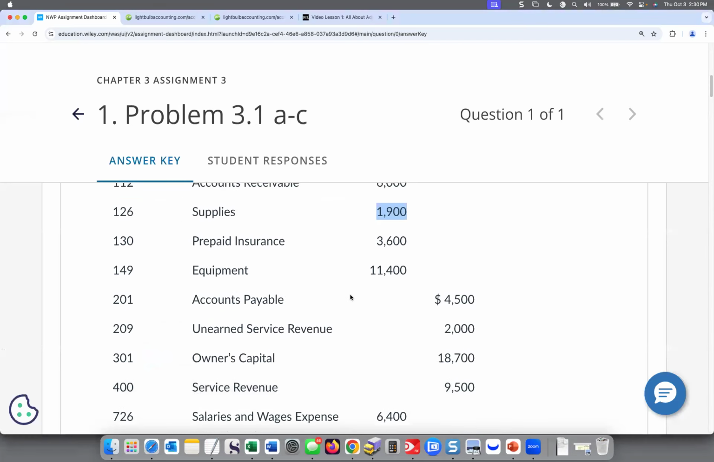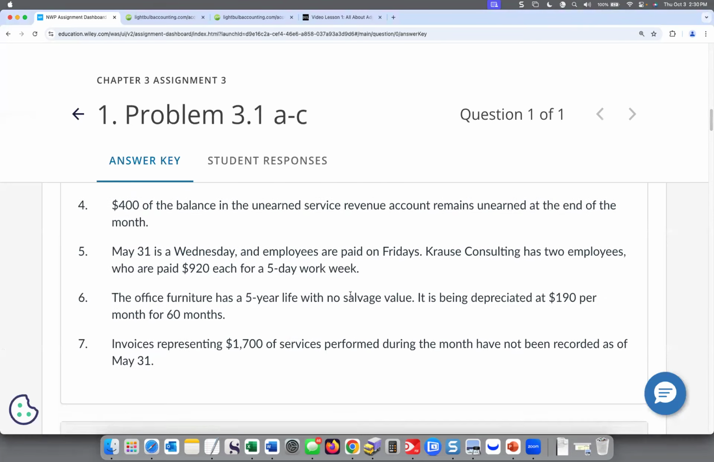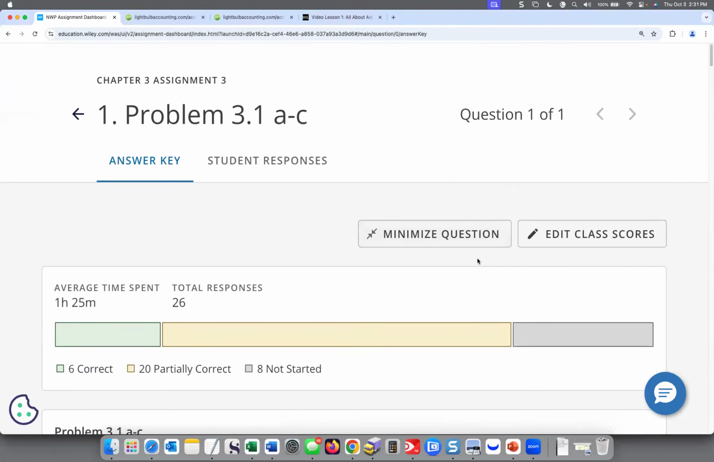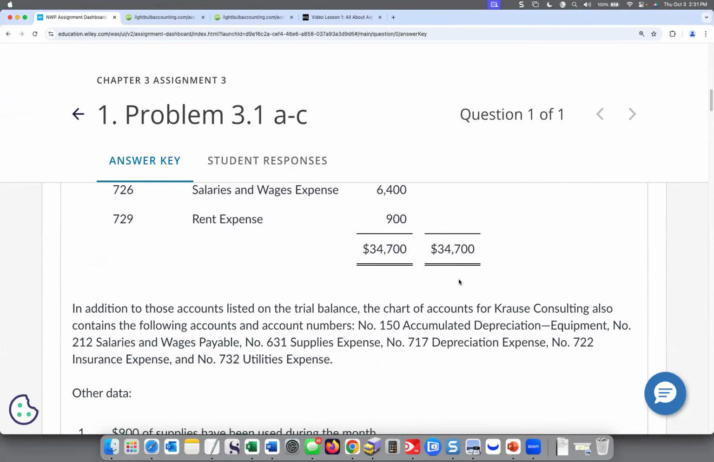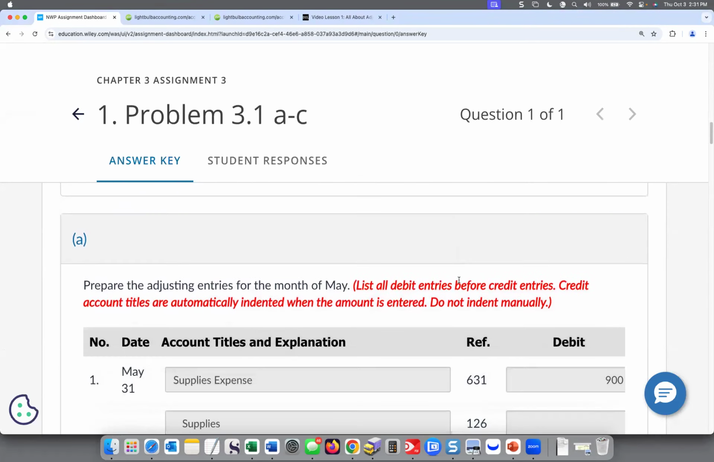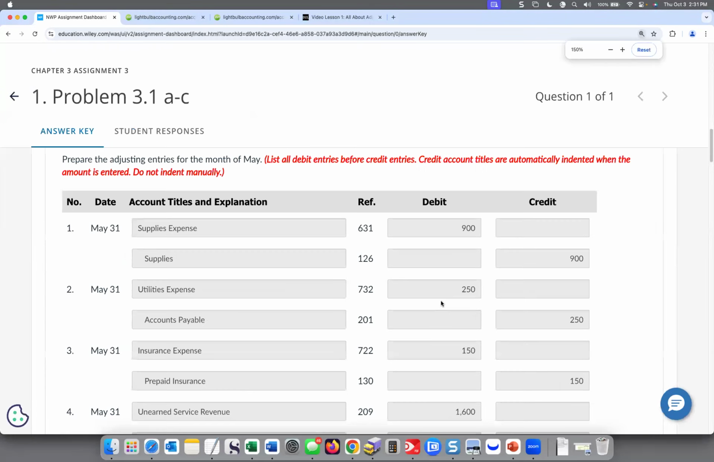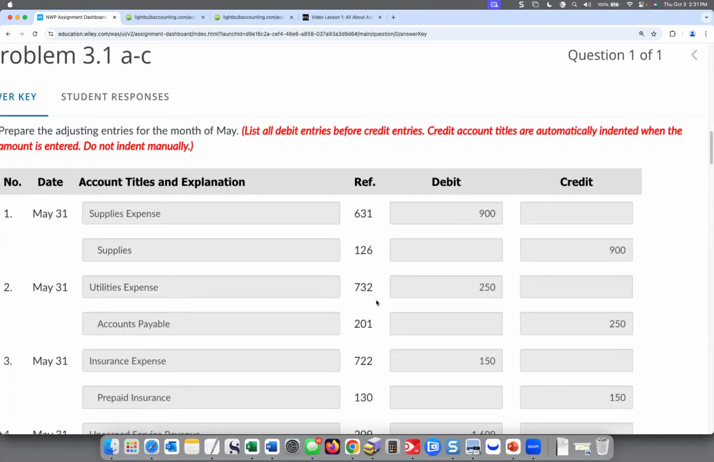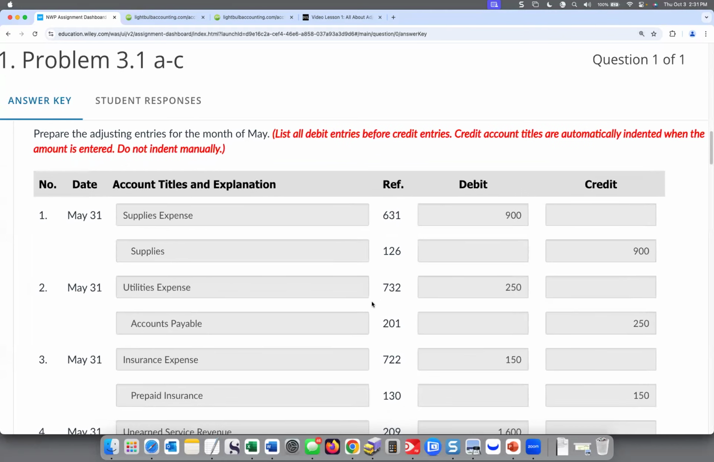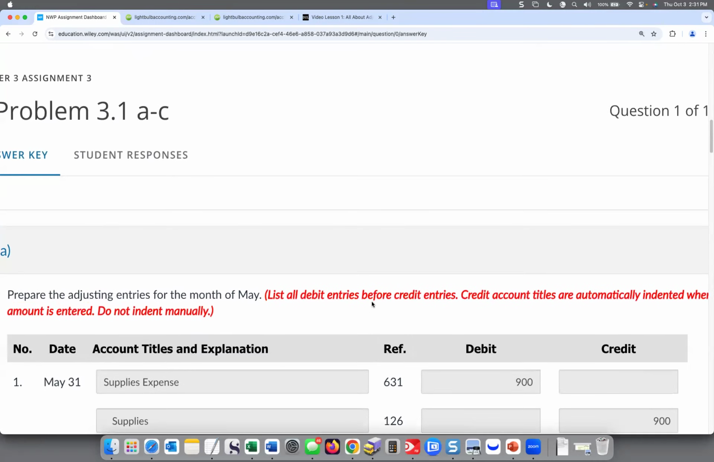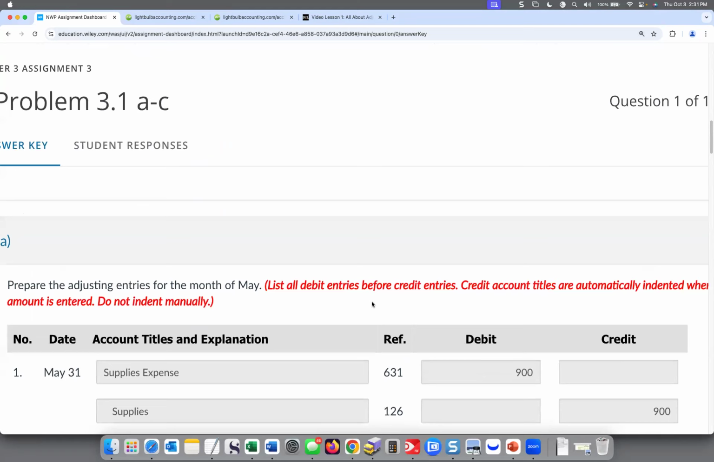So when we go into the problem and see how this looks in Wiley Plus, same format here. Let me expand the question. Minimize the question. Oh, it's not supposed to do that unless I'm zoomed out too far. Yeah, I think I'm zoomed out too far. Expand question is supposed to make it so I don't have to do what I just did. Oh, well. All right, let me just zoom in browser-wise to make that better. There we go. Yeah, so there's your first adjusting entry, supplies expense and supplies.